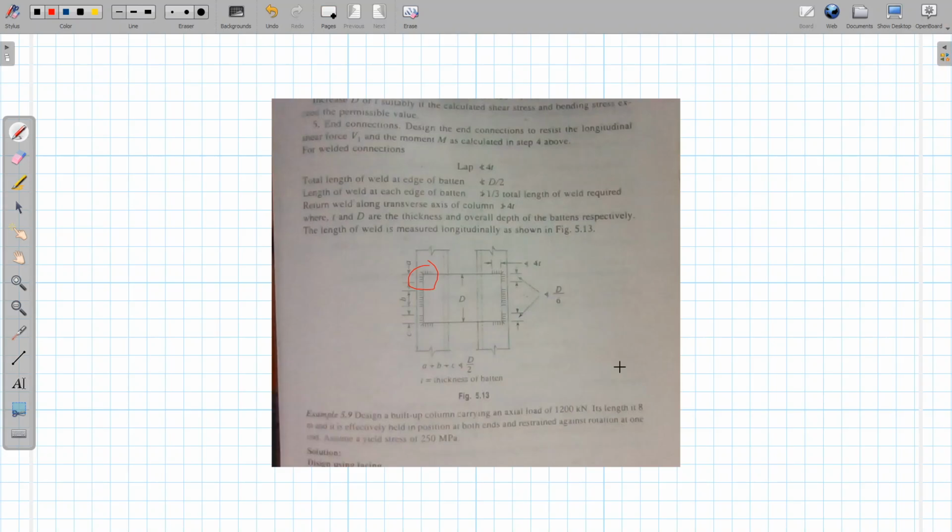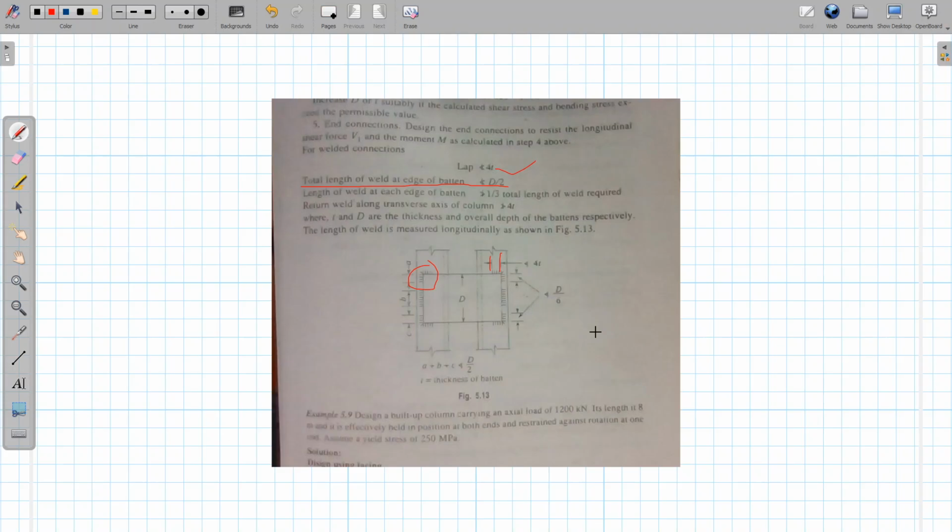So this is what it is saying, that A plus B plus C, you can see here, this is A, that is the end connection, B is the center part, and C again the end connection. The total should not be less than d by 2. So total length of the weld at the edge of the batten, A plus B plus C, should not be less than d by 2. Okay, so this is the length, which it is talking about, this should not be less than 4t.